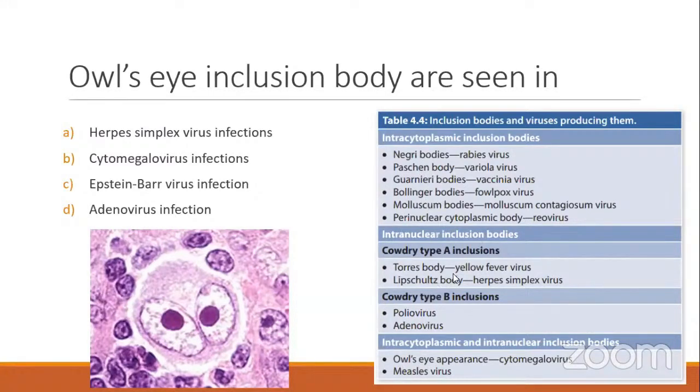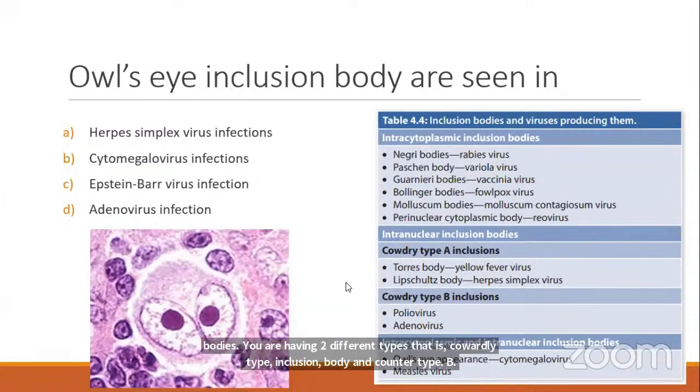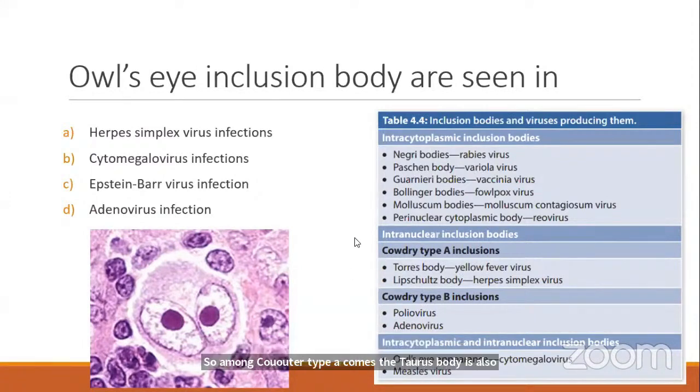Okay. And then in intranuclear inclusion bodies, you have two different types: Cowdry type A inclusion body and Cowdry type B. Among Cowdry type A comes the Torres body, which is also another examiner's favorite. I used to remember it like Thor in the DC comics.